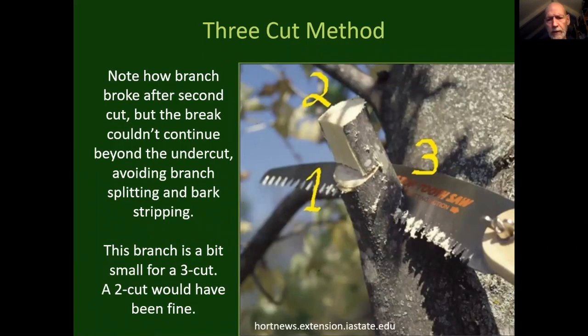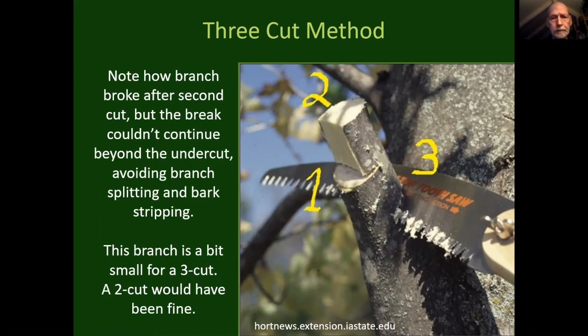This branch actually is smaller than you'd usually do a 3-cut on. Usually you do this one with a 2-cut, but anyhow, just to show you how the technique works. This person is in the middle of making the third cut, the final cut, because all they have left is a stub. They made their first cut. They cut upward from the bottom of the branch. Then they went out an inch or so, cut downward. The branch broke. You're left with the stub, and they come back for their third cut at the proper location just outside the branch bark collar.